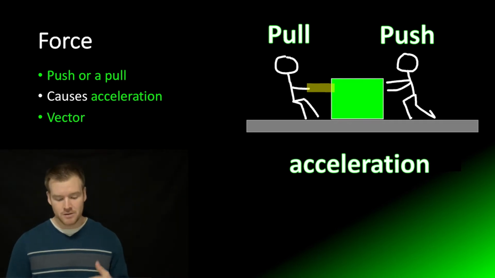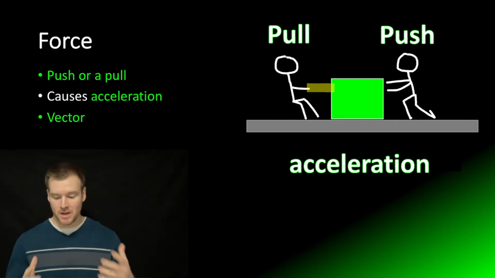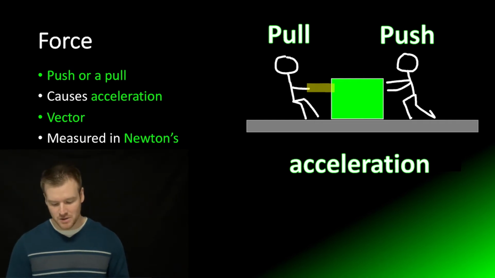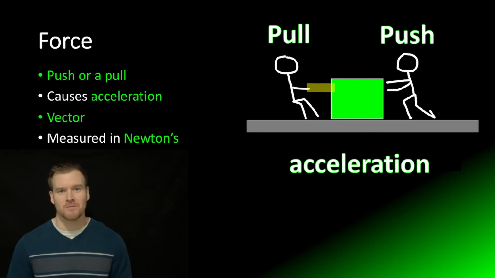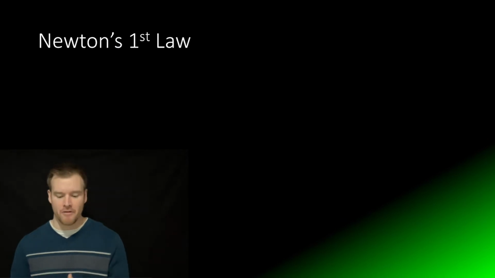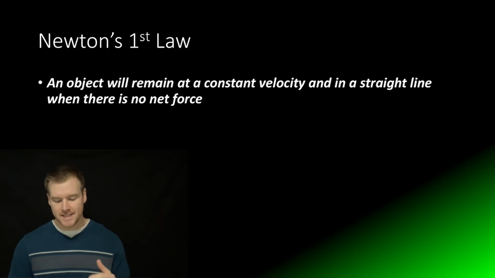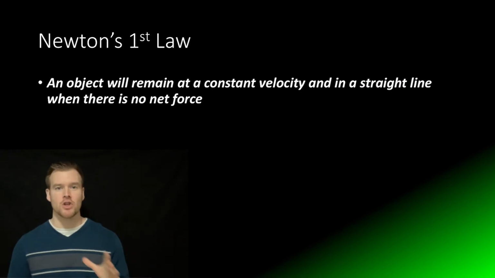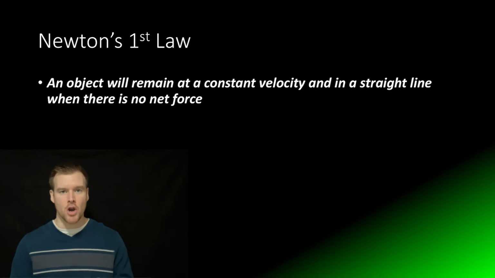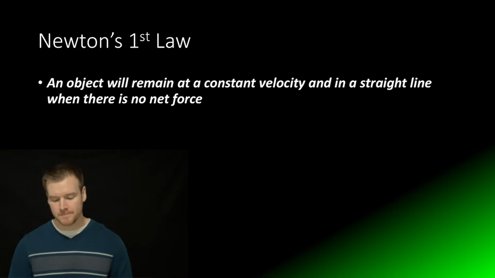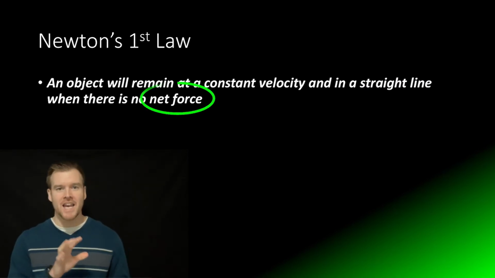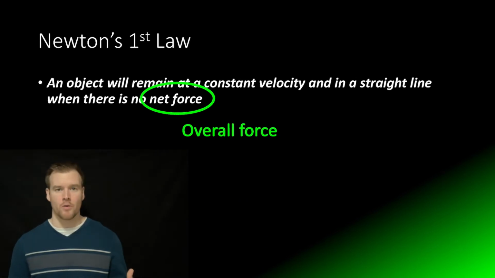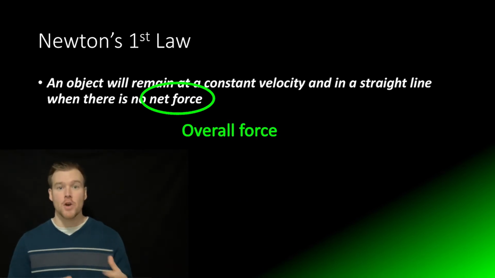This is a vector, so the direction that you push or pull something will affect the direction that it's going to move, and it is measured in newtons, as we mentioned, related to Isaac Newton. And we're going to be looking at Newton's laws of motion. His first law says that an object will remain at a constant velocity in a straight line when there is no net force. The first law is talking about no net force, and I want to focus on this word, net force. That means the overall force. It doesn't necessarily mean that there's no forces present, but it means that overall they're all balanced out.